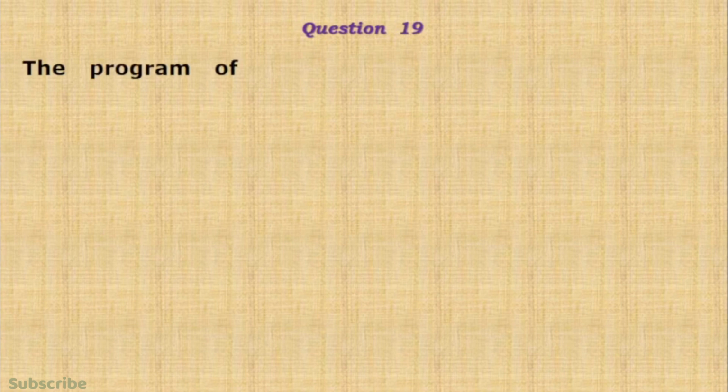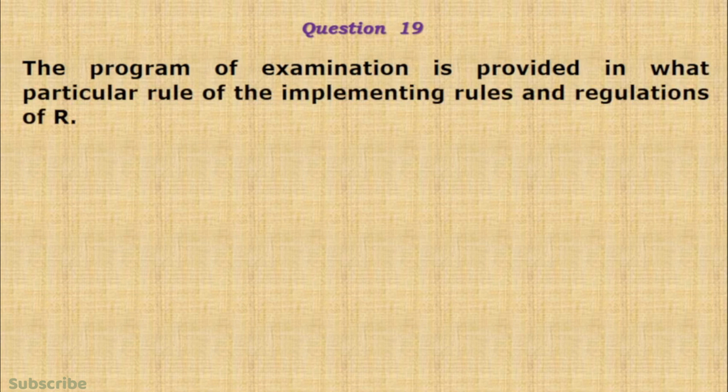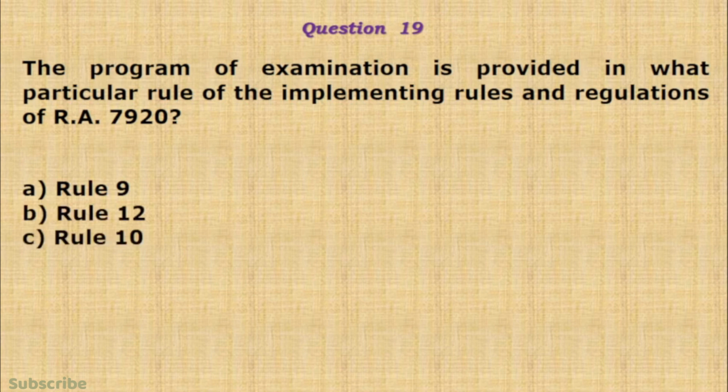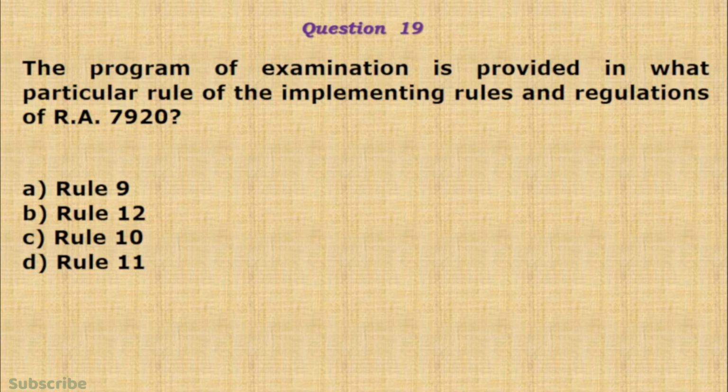Question number 19. The program of examination is provided in what particular rule of the implementing rules and regulations of RA 7920? A. Rule 9, B. Rule 12, C. Rule 10, D. Rule 11. The correct answer is letter B. Rule 12.